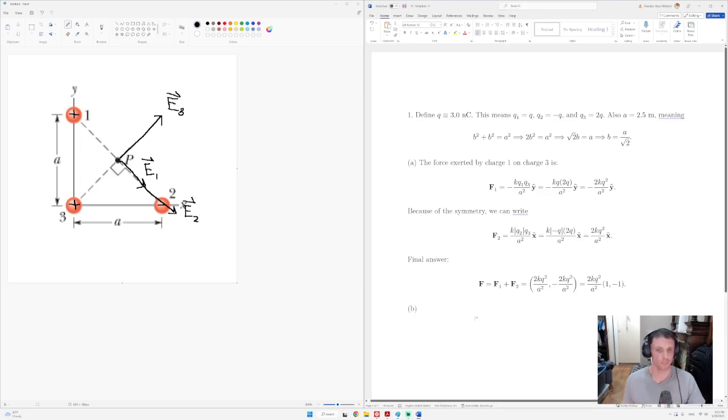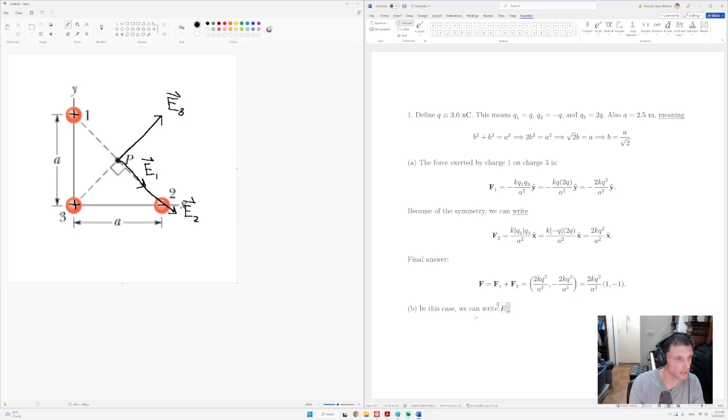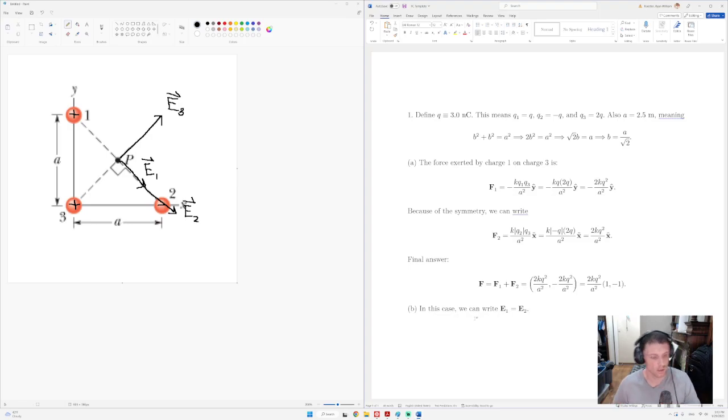But in this case, it's not just the magnitudes. We can actually write that E1 the vector equals E2 the vector. And this is a pretty important thing because it's going to allow us to just solve for one of these electric fields and then just double the result in our final answer.